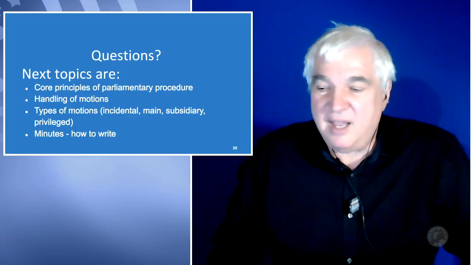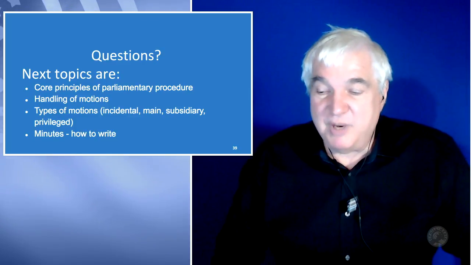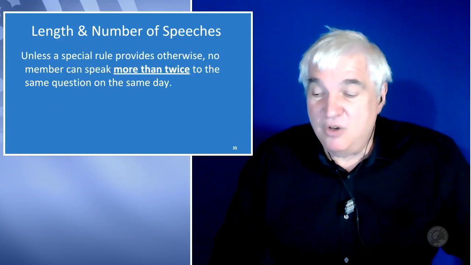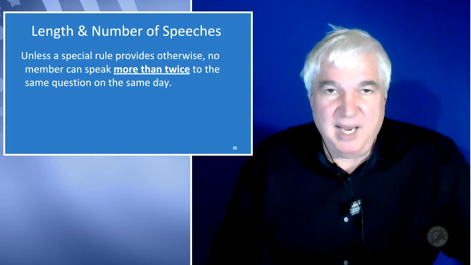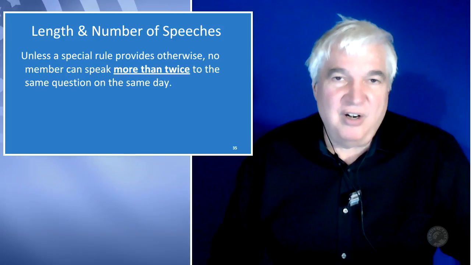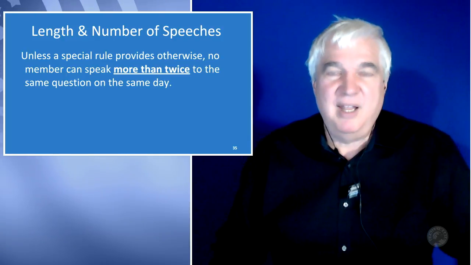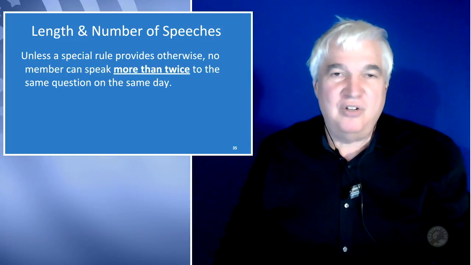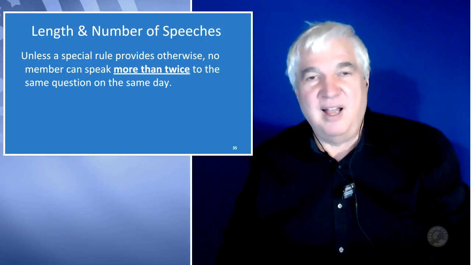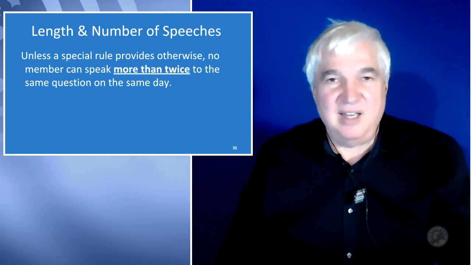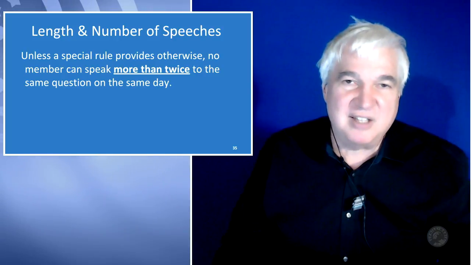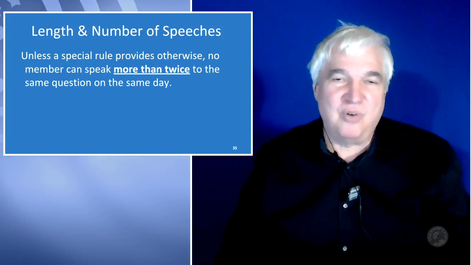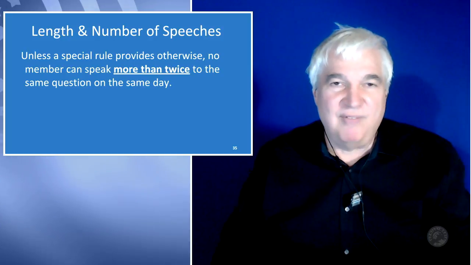And then also under length and number of speeches, unless a special rule provides otherwise, this is the next slide, members can speak no more than twice to the same question on the same day. So if your chair is not doing a good job and you have two people going at it and they have spoken for more than twice, then you need to raise your hand and say, point of order. I believe the members from South Slope have exhausted their opportunities to speak, and the chair should shut them down. This also would help control the length of meetings. No one likes meetings that go on forever.